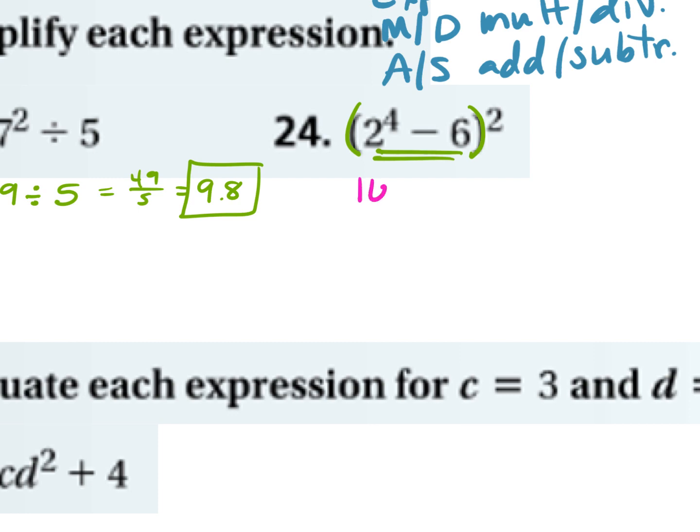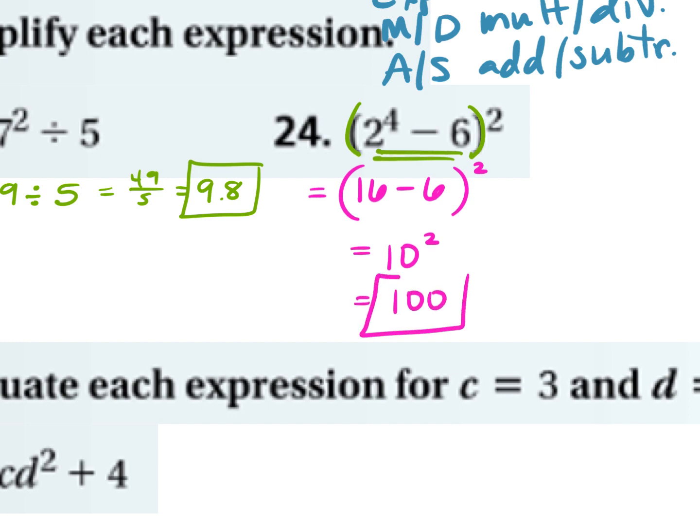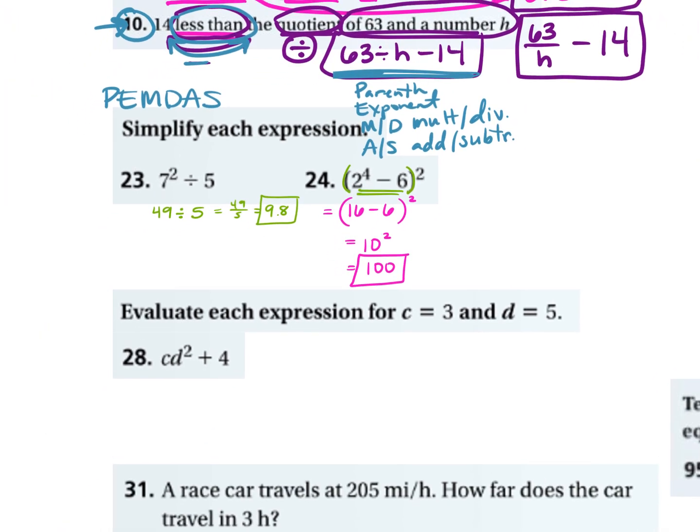16. It's 16. Okay, so now it looks like this. 16 minus 6 in parentheses, and we're squaring. What do you do next? Square or subtract? Subtract. You have to do what's in the parentheses. So 10 to the 2nd power. And what is that? 100. Please put boxes around your answers, by the way. You guys are usually pretty good about that, but it's very helpful for me.